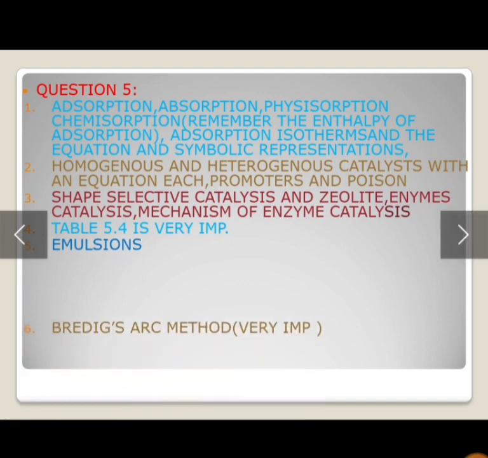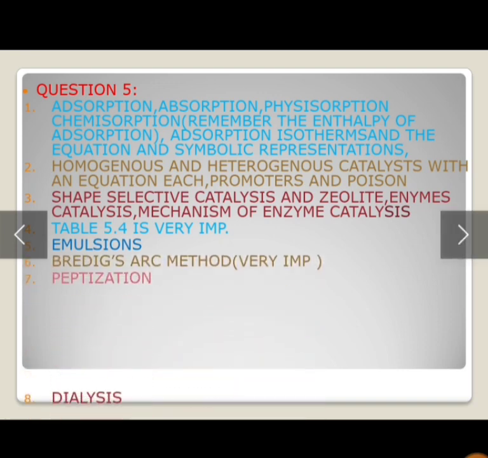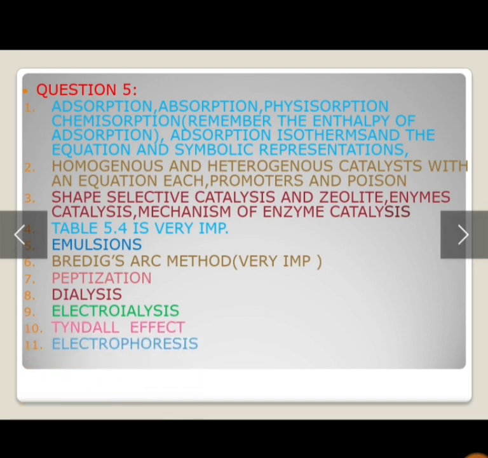Adsorption, absorption, physisorption, and chemisorption. You have been given the difference between physisorption and chemisorption. Just remember the enthalpy of adsorption over there. One is less, I guess around 20 to 40, and the other is around 120. They might ask you for 1 mark directly.